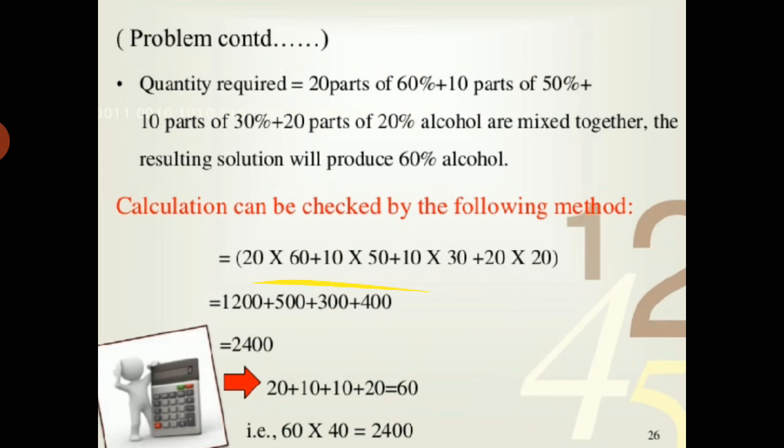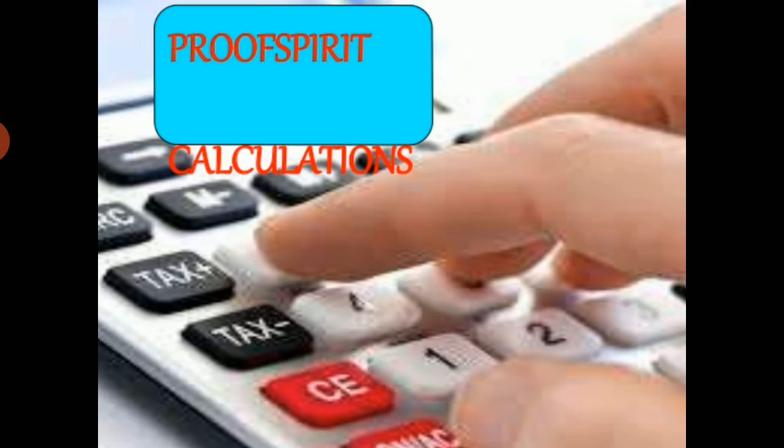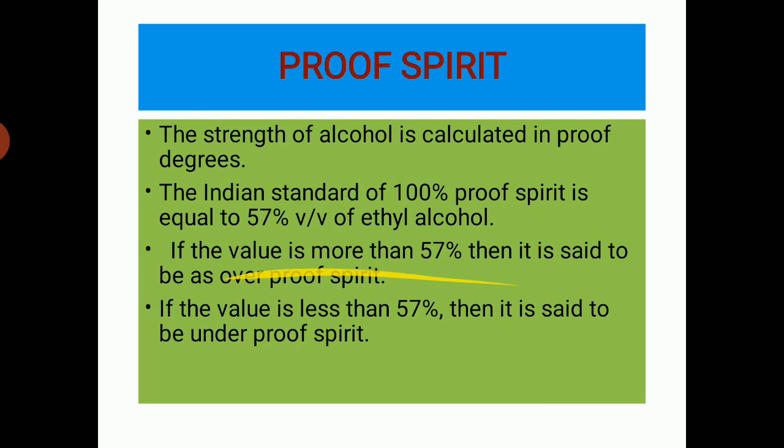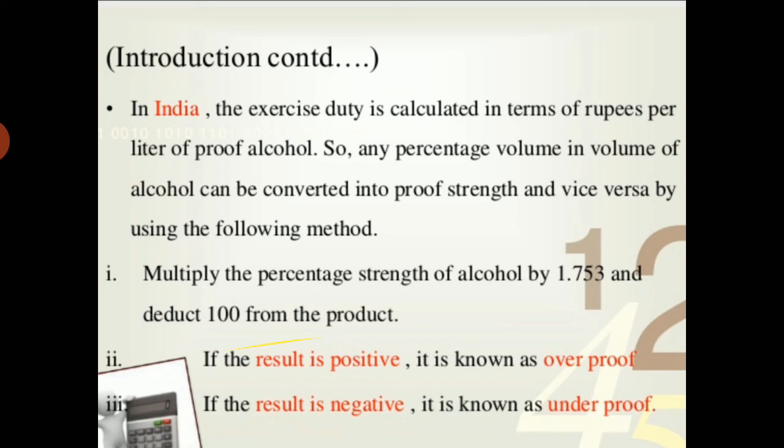The next example is proof spirits. If we discuss proof spirit calculations: the strength of alcohol is calculated in proof degrees. The Indian standard of 100% proof spirit is equivalent to 57% volume by volume of ethyl alcohol. Proof spirit is legally defined as that mixture of alcohol and water which at 51 degrees Fahrenheit weighs 12/13ths of an equal volume of water.